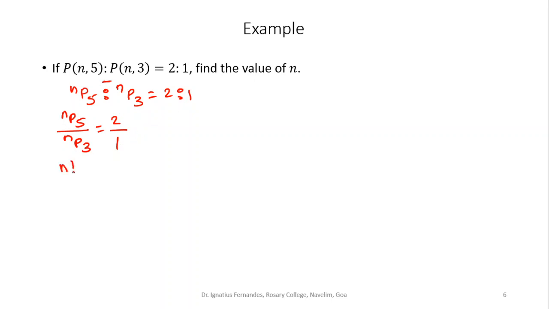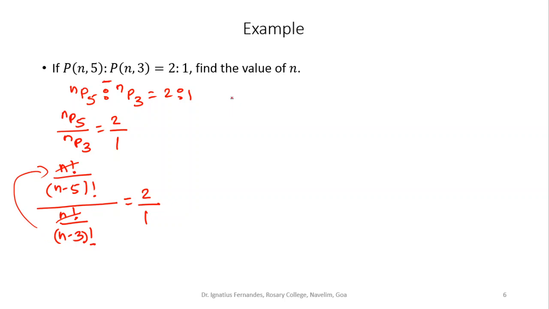NP5 by definition we say n factorial upon n minus 5 factorial, and NP3 is n factorial upon n minus 3 factorial, and this has to be equal to 2/1. So we can cancel this n factorial. This n minus 3 factorial you can take on top. In that case you have n minus 3 factorial upon n minus 5 factorial. This is equal to 2/1.